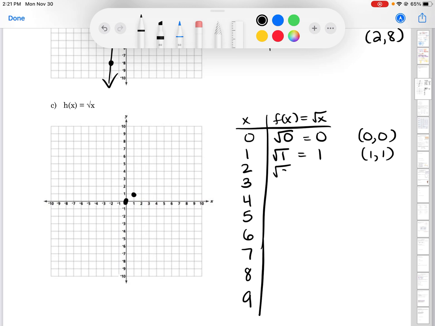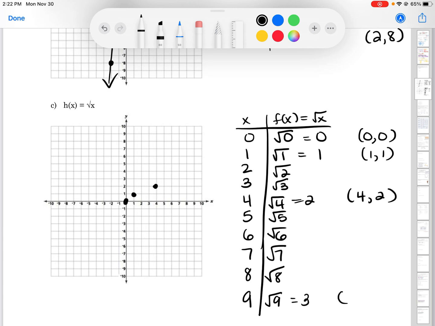The square root of 2 is not nice, so I'm going to skip trying to plot that. Square root of 3, also not so nice. The square root of 4, however, is nice too, so we get the point 4, 2. Square root of 5 is not a nice, pretty number. Square root of 6 is also not. 7 and 8 also are going to give me irrational numbers, but the square root of 9 is 3, so that's 9 comma 3.